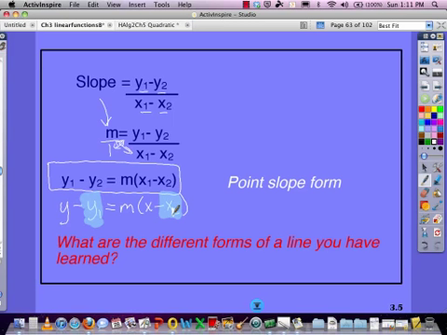So the x and the y out front of those two highlighted values will stay as x and y. M, we already know, is our slope. So we should be able to put a value in there. So what are the different forms of lines we've already learned? Start thinking about that. This new one is called point-slope. We'll show you how to use it briefly right here.